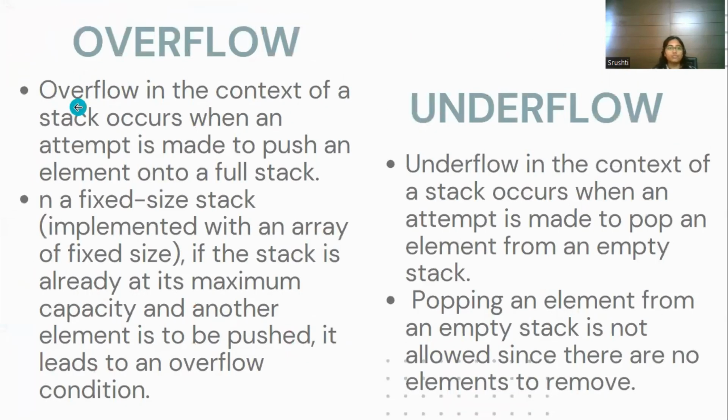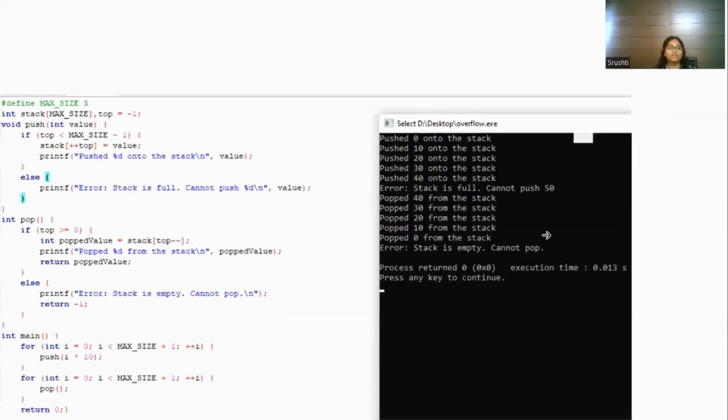Moving on, overflow and underflow. Overflow in the context of a stack occurs when an attempt is made to push an element into a full stack. In a fixed size stack, if the stack is already at its maximum capacity and another element is to be pushed, it leads to an overflow condition. Underflow in the context of a stack occurs when an attempt is made to pop an element from an empty stack. Popping an element from an empty stack is not allowed since there are no elements to be removed.